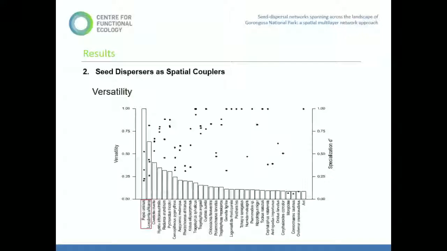And we tried to see if there was any relationship or correlation between the importance of the species and their specialization. It seems there's a kind of inverse relationship, where as versatility goes down, the specialization goes up.